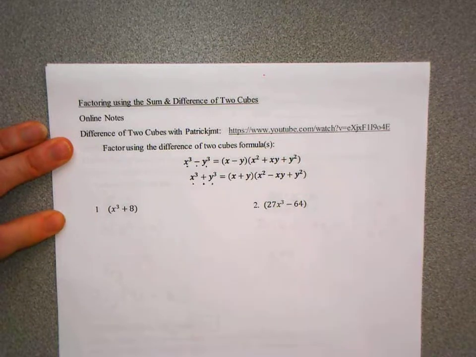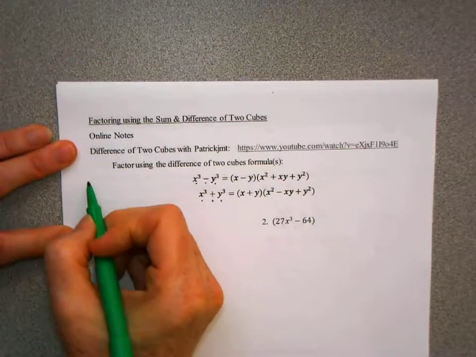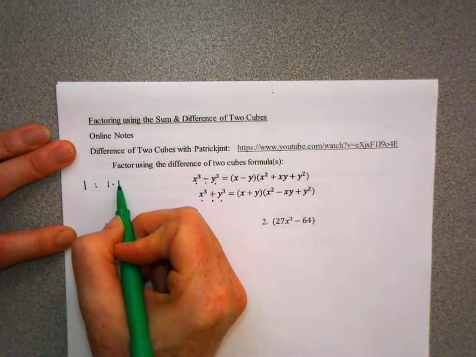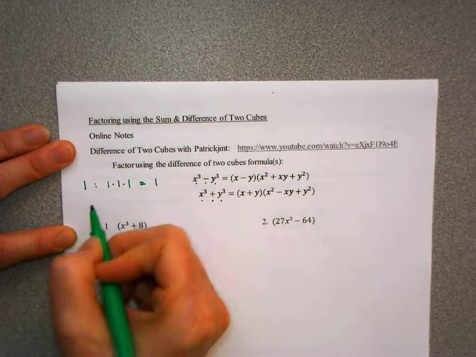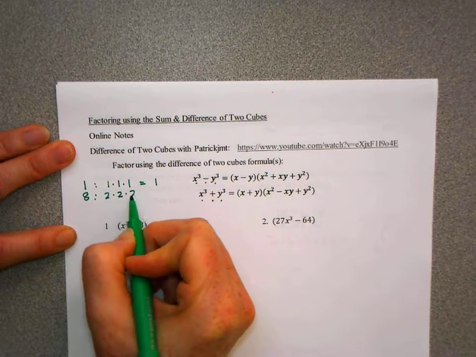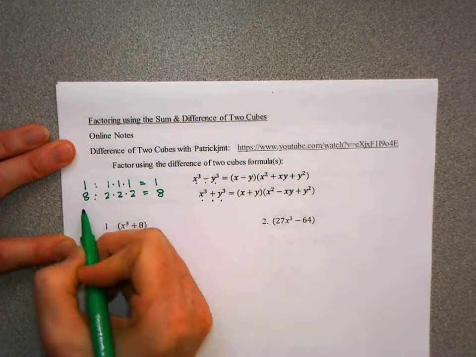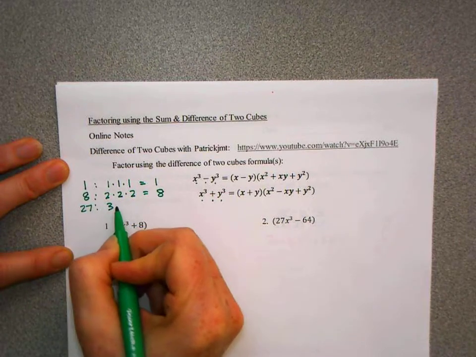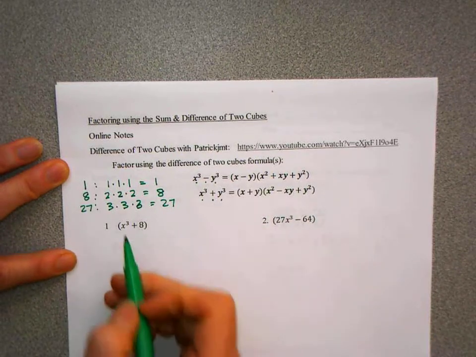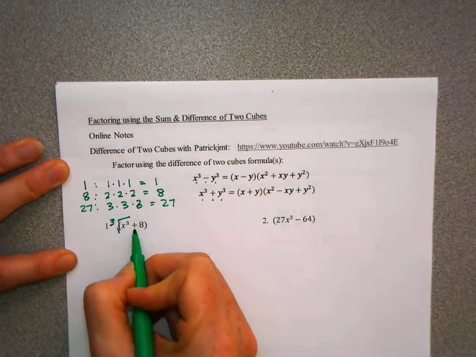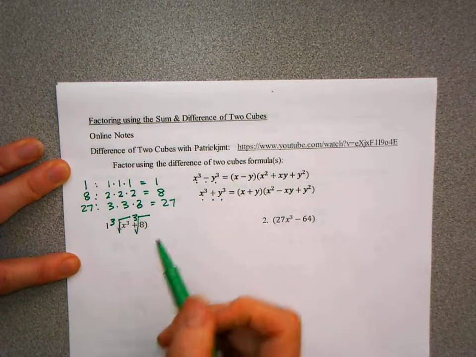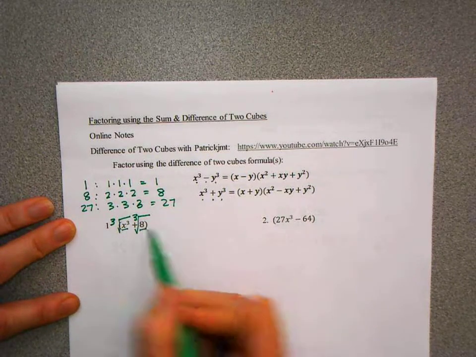When we think about perfect cubes, what are they? A number like 1 is a perfect cube, right? Because 1 times 1 times 1 equals 1. 2 has a perfect cube of 8 because 2 times 2 times 2 equals 8. And what about 27? 3 times 3 times 3 equals 27. Okay, so that's what taking the cube root is. What number multiplied by itself 3 times will give you an integer?